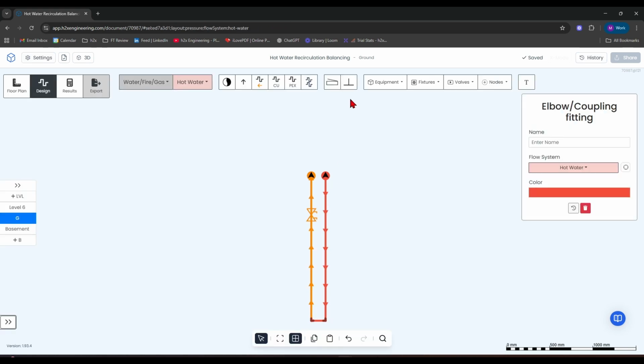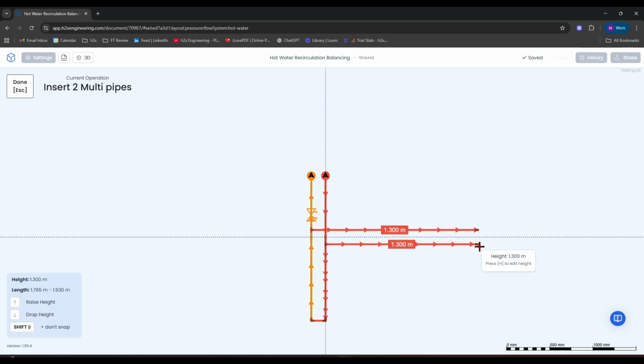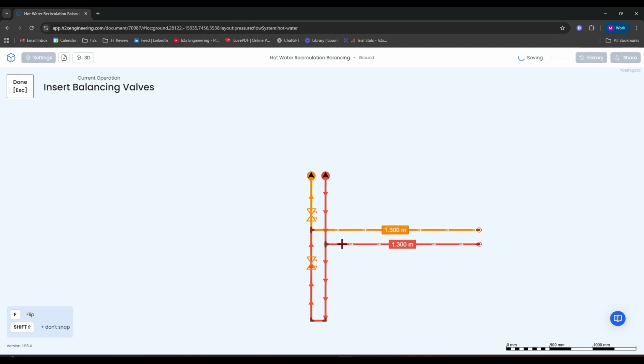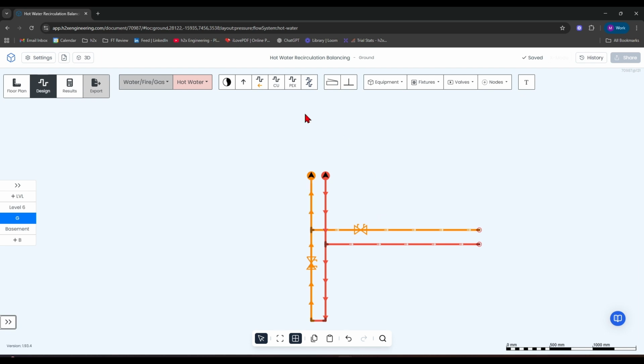Now, again, if you branched off on this level, you would need to make sure that you have two balancing valves. However, they would need to be upstream of that split or downstream of that split, essentially on the other side of this one that it currently is on. So balancing valve here and here, and then you wouldn't need the one here.